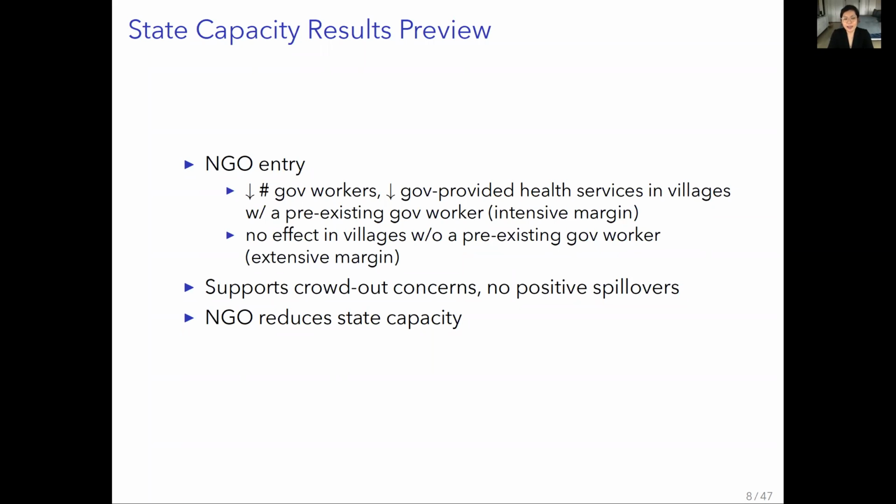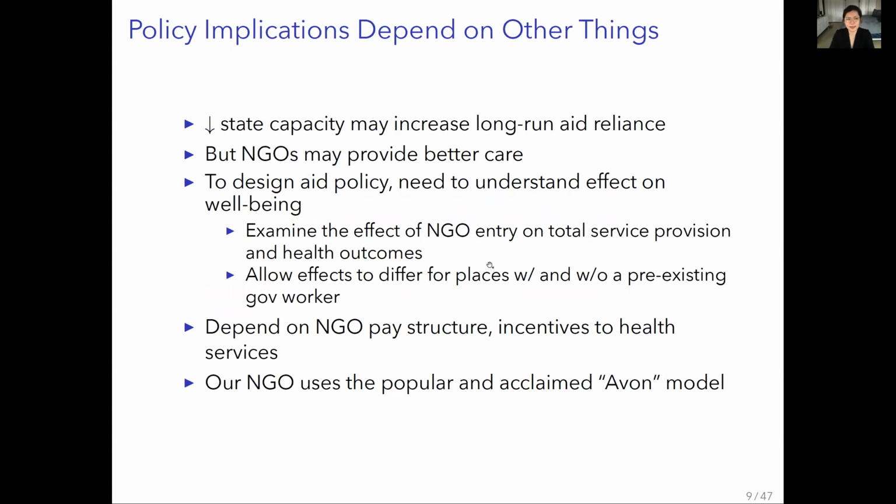But in other villages where there was no government health worker to begin with, when the NGO enters, it doesn't increase recruitment of a government health worker. So we don't see that positive spillover that could have been possible. But in terms of health, it just increases. I mean, it's definitely better for the people to have someone versus no one. So what we take away from these results is that the NGO reduces state capacity.